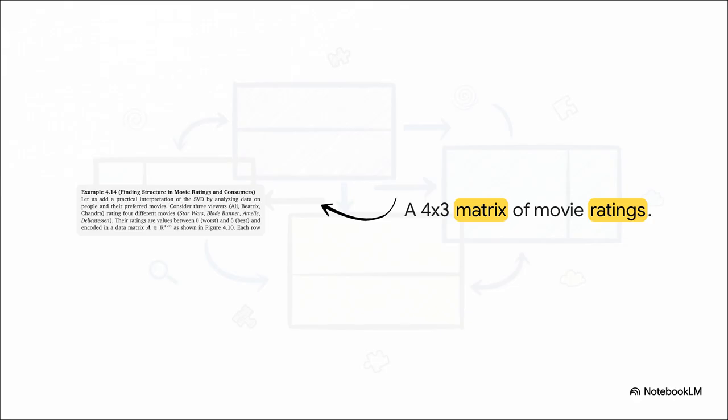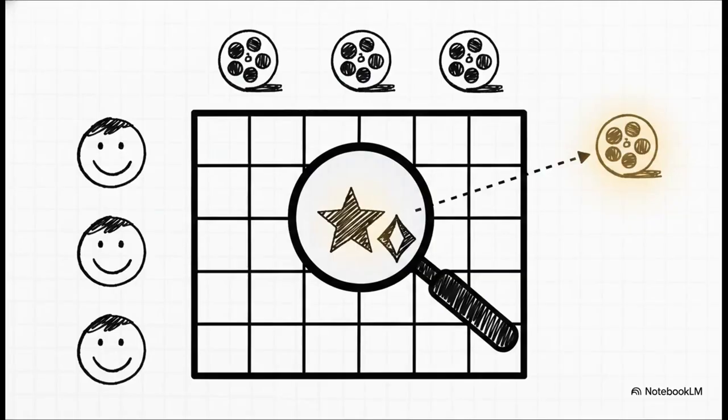Now, to a computer, this isn't pop culture. It is literally just a 4x3 matrix. This is where it gets really cool. By running SVD on this exact grid, we uncover hidden preferences. SVD effortlessly captures rating relationships and discovers latent or hidden features. For instance, the math basically figures out on its own that Star Wars and Blade Runner share a latent sci-fi trait, and that Chandra has a high affinity for that specific trait. This matrix factorization is the absolute foundation for how algorithms predict what you're going to want to binge watch next.